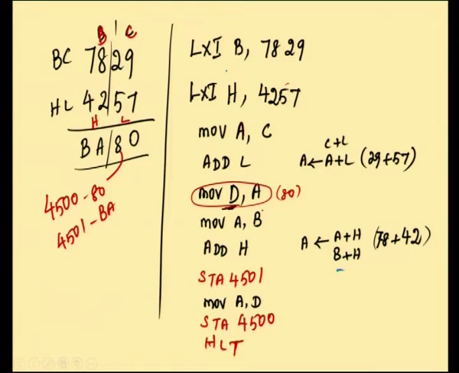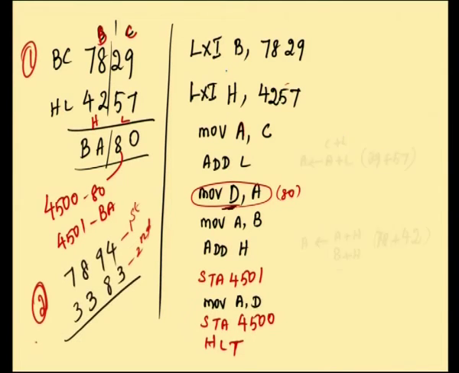Now, the higher bytes 78 and 42 are added. So, the 78 which is in B register is moved to accumulator, 42 is directly added. So, the higher byte is stored in the 4501 address, the lower byte is moved to accumulator, then stored in 4500, then stop the program. This is one way, right.